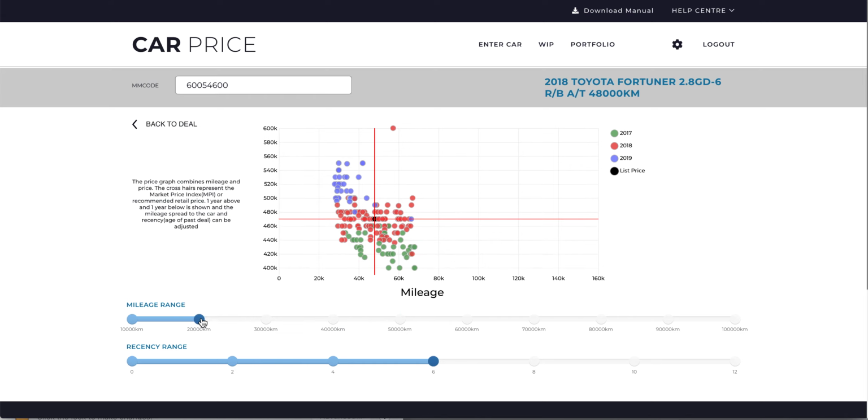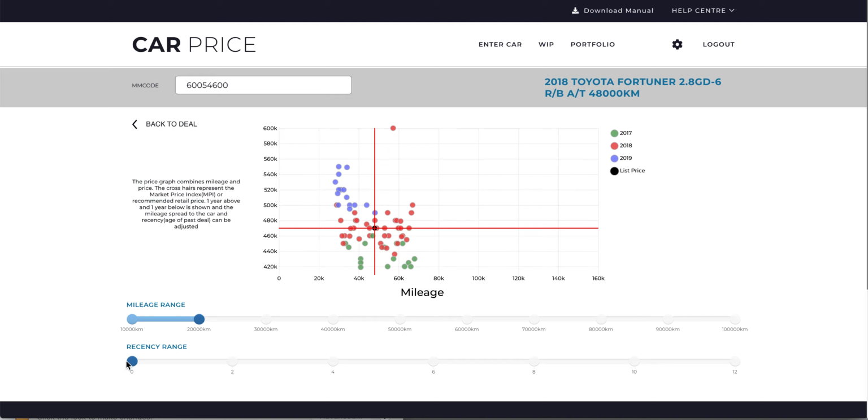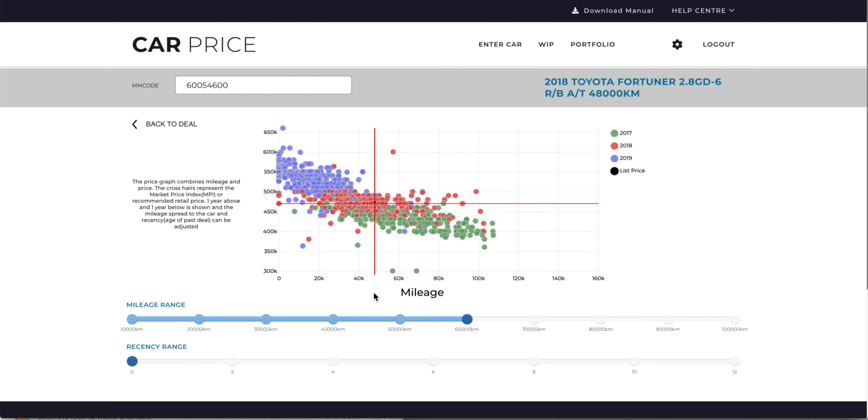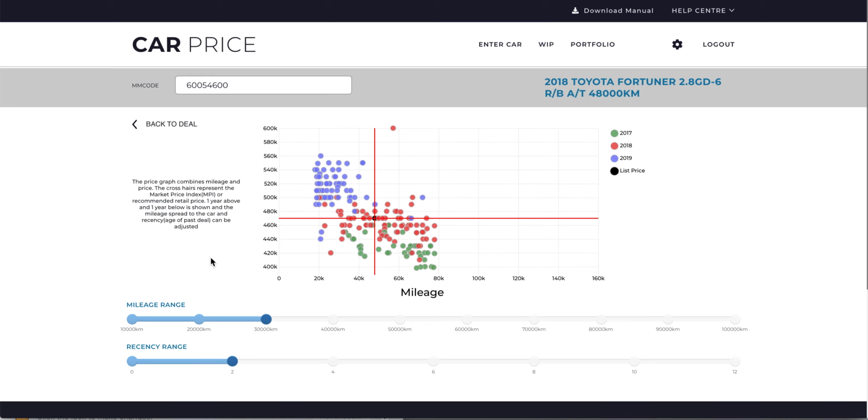This is also adjustable by mileage and will shrink down the number of dots, giving you a better representation of what's happening more recently in the market. Should this graph be empty and you have not been given a warning message, the idea then is to expand the kilometers upwards to get a bigger range in order to understand the market. With a car like a Fortuner, however, the market is saturated over the last period, and there is plenty of data to work with. Once again, accessing back to work in progress is simple.